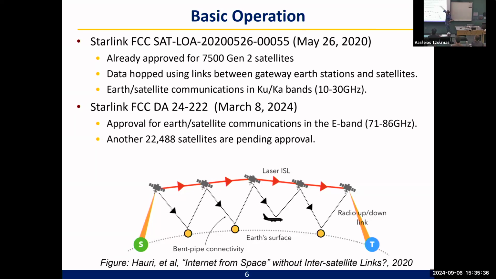Now, very recently, this was just in the spring, maybe they've changed the frequency. Now they're up around 70 to 80 gigahertz. And there's another 22,000 satellites pending approval. So you can see we're talking about 30,000 satellites potentially just for their kind of mesh network in the sky.